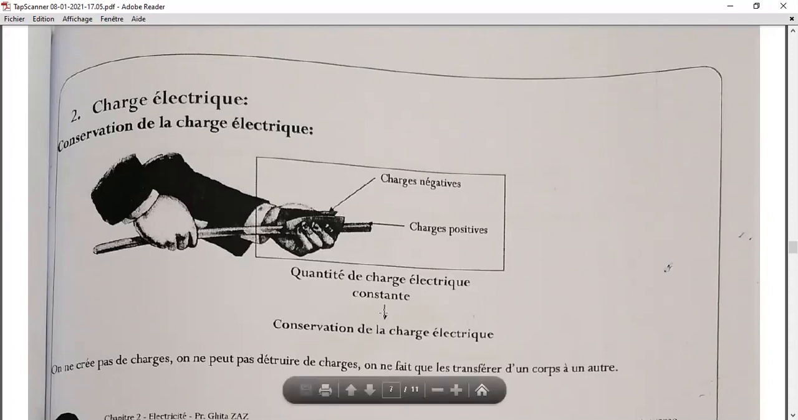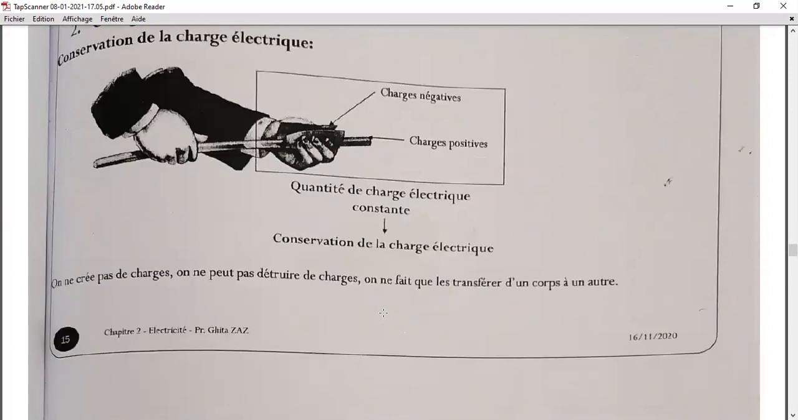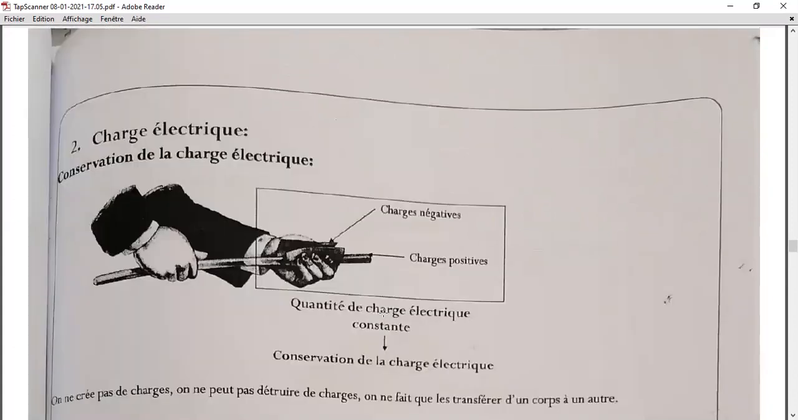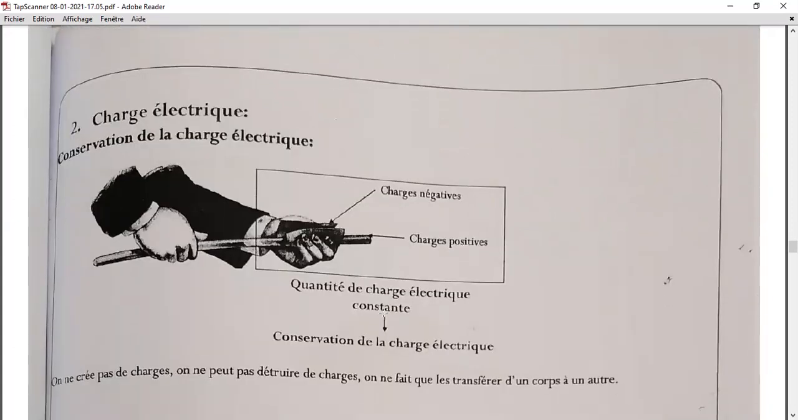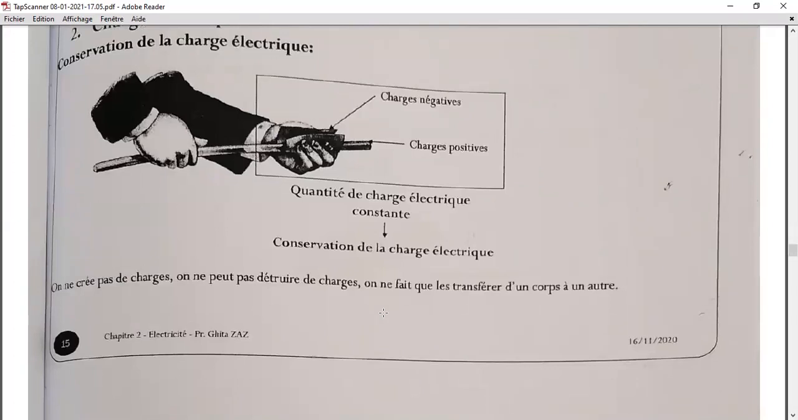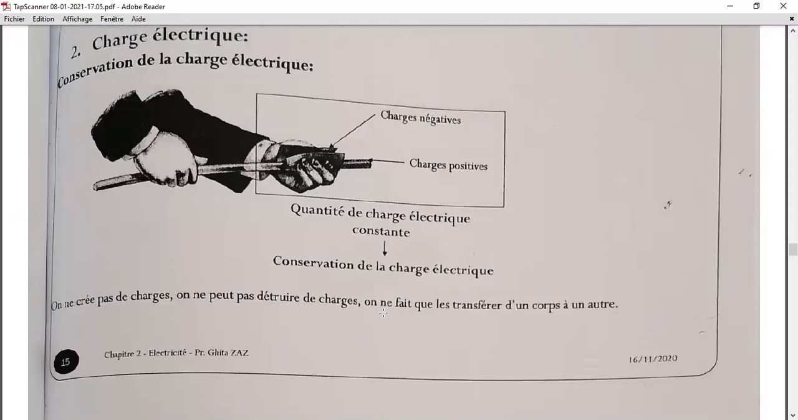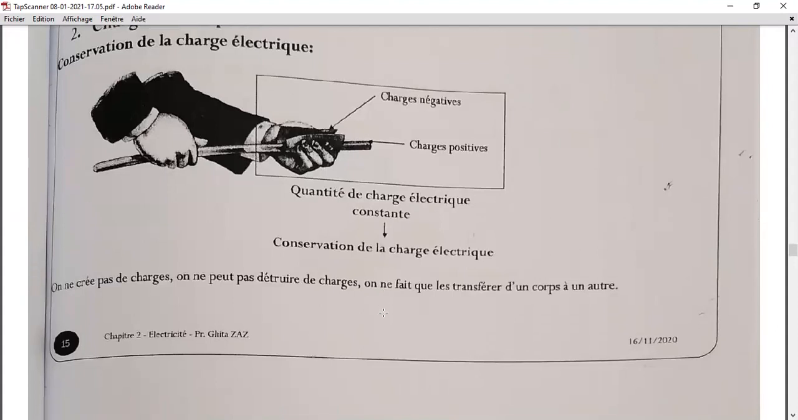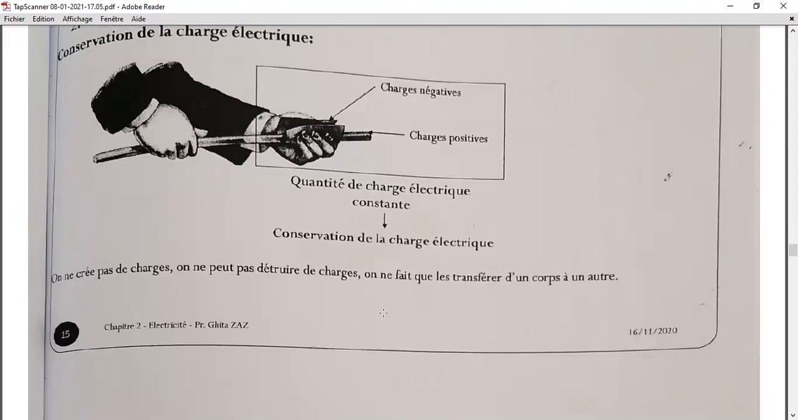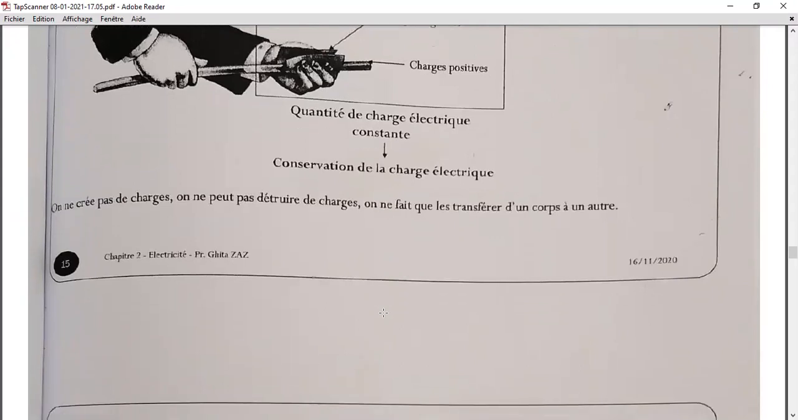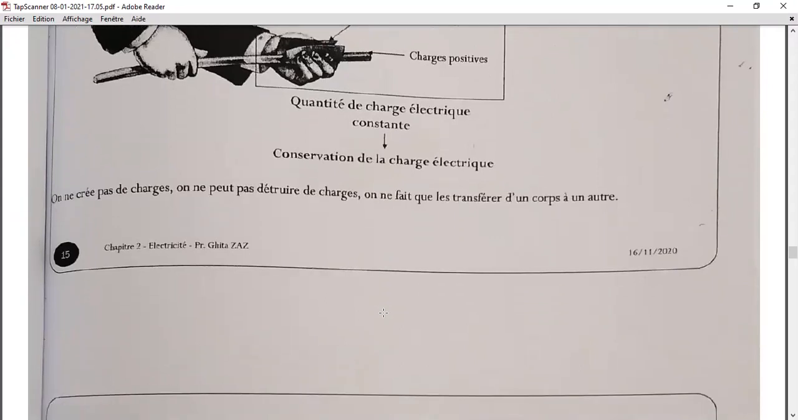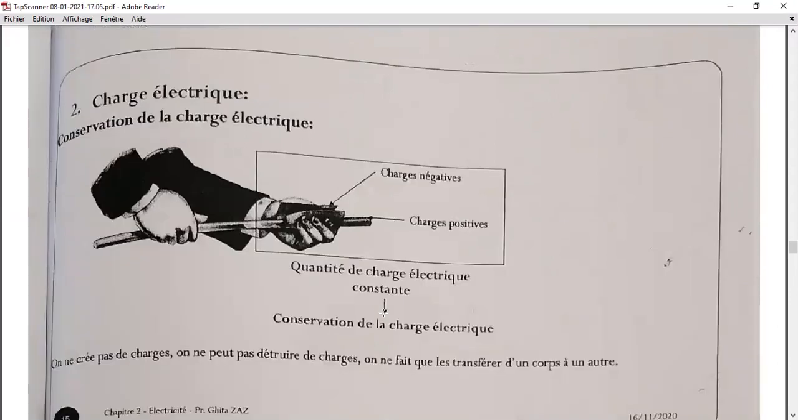I don't know if it's clear, the conservation of electric charge, not energy, the conservation of electric charge. Is it clear? Oui. Okay. So basically, the same thing which you did, conservation of energy, it's the same phenomenon with the charge, the conservation of electric charge.